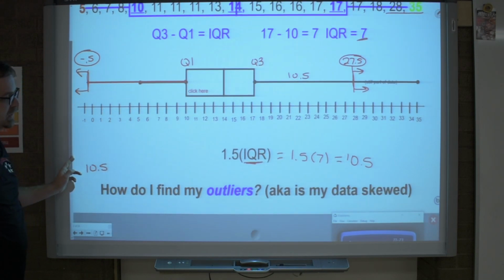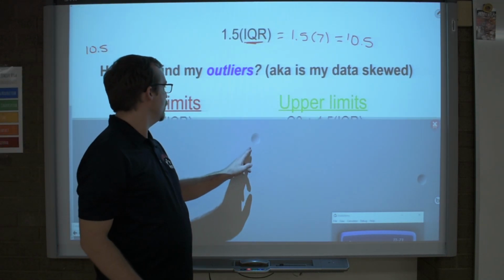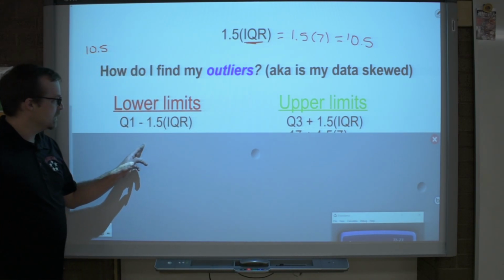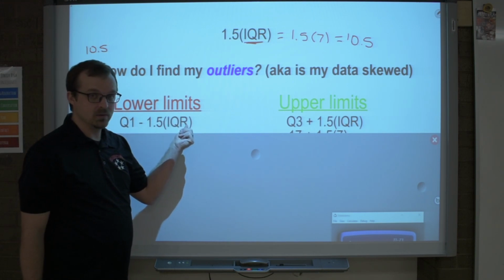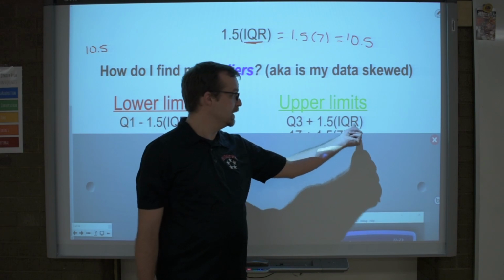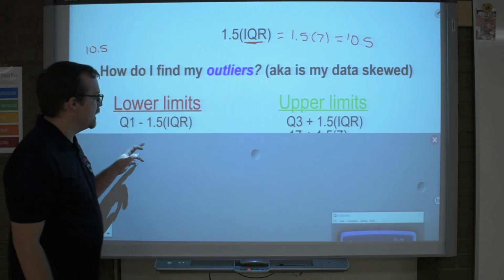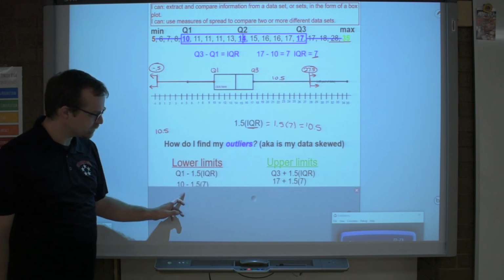Let me show you how that works just algebraically, so you don't need a box plot in front of you. Okay, so for your lower limit, if you want to write this down, you're going to do Q1 minus 1.5 times your IQR, in this case 7. For your upper limit, you're going to do Q3 plus 1.5 times your IQR.